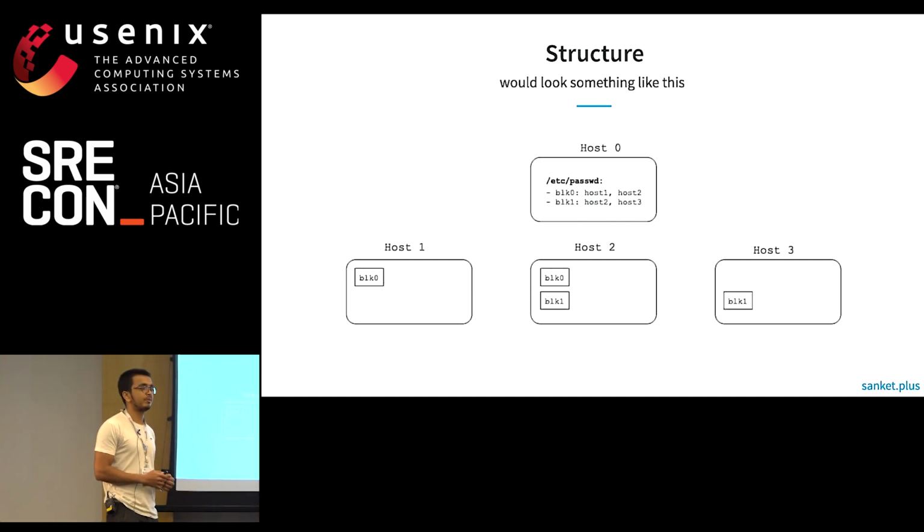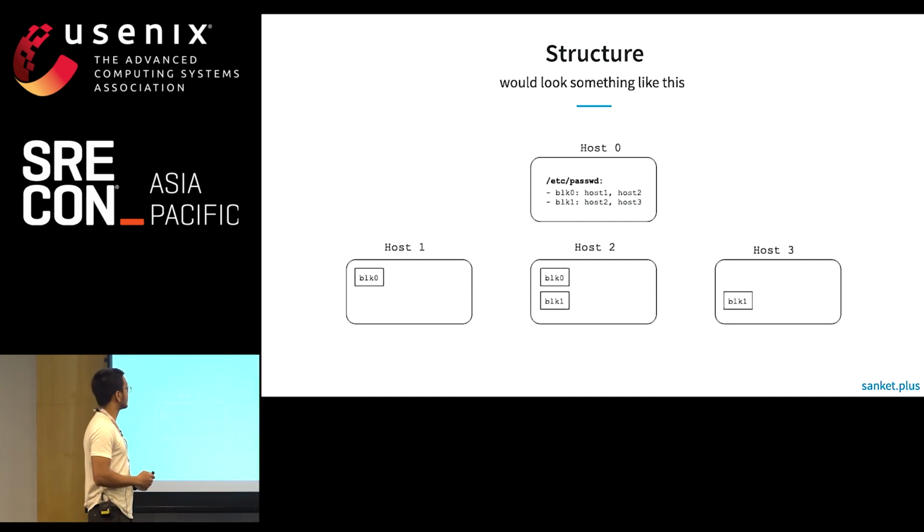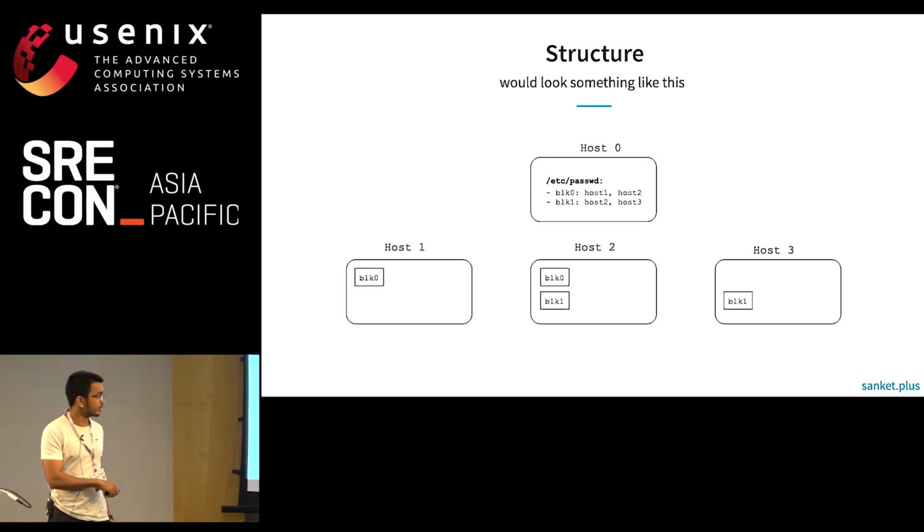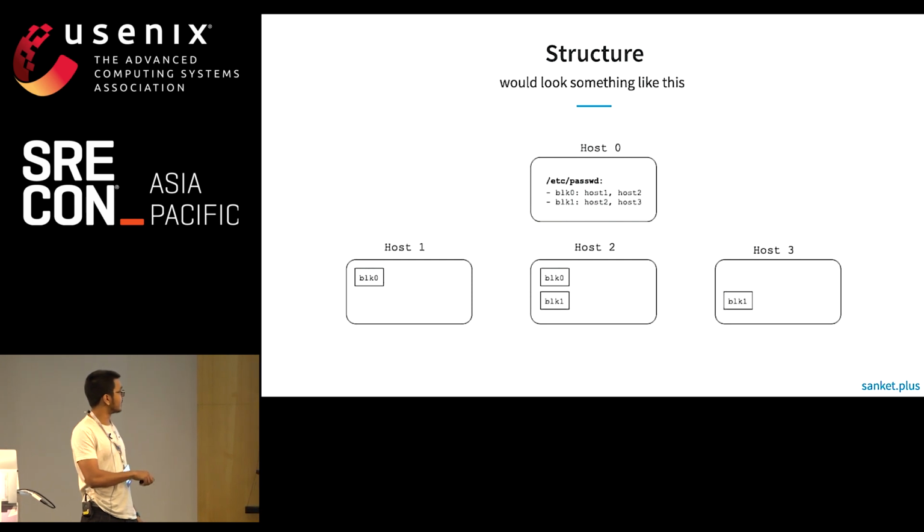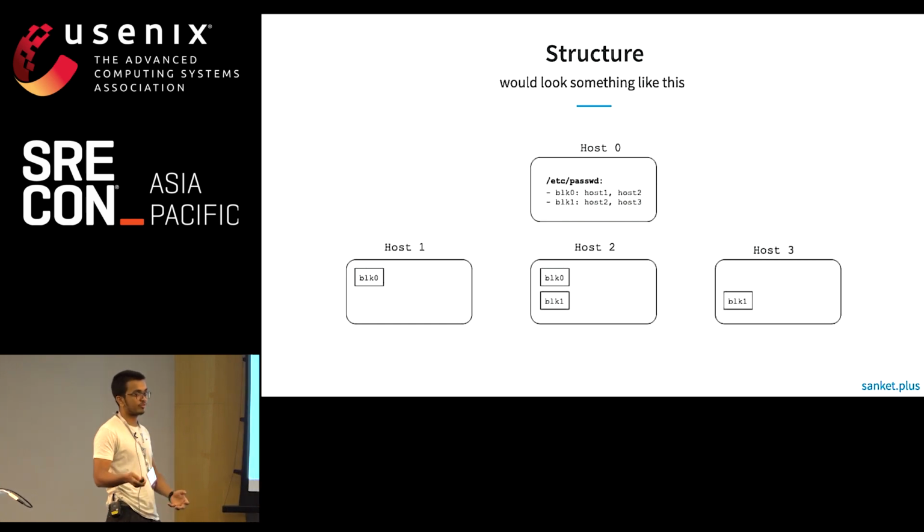The first problem we talked about was single point of failure. How is it solved? Because we have two or multiple copies, say host 1 went down. The first copy of block 0 is not available, but it's still there on host 2. So this is how single point of failure is solved.